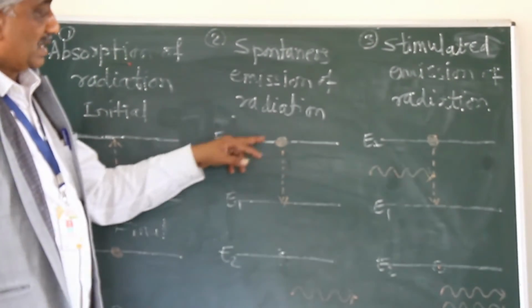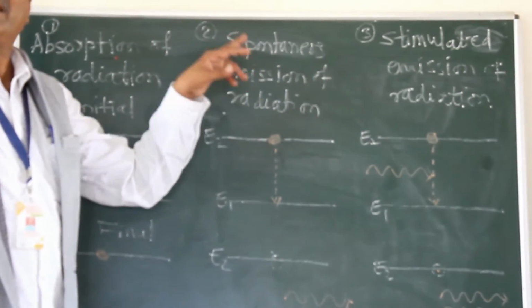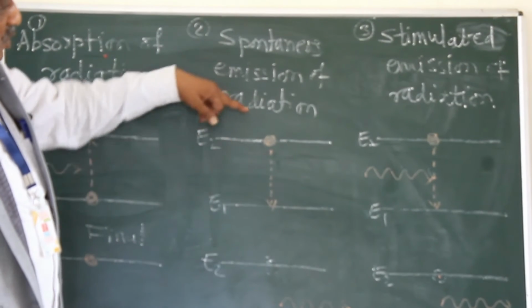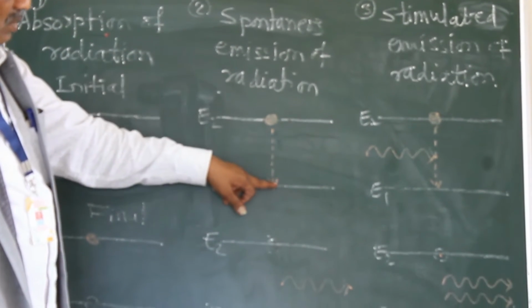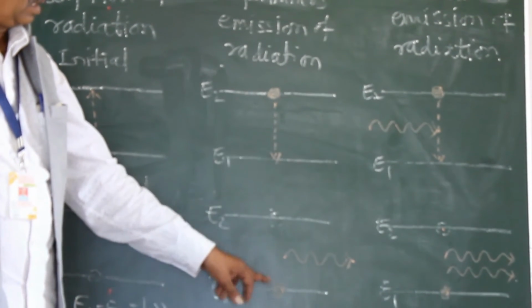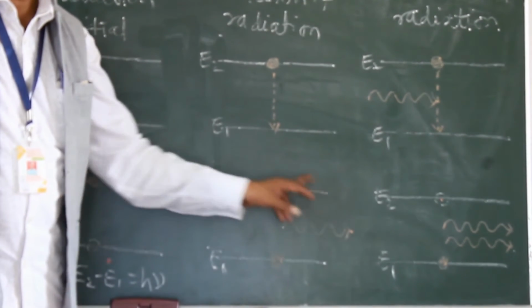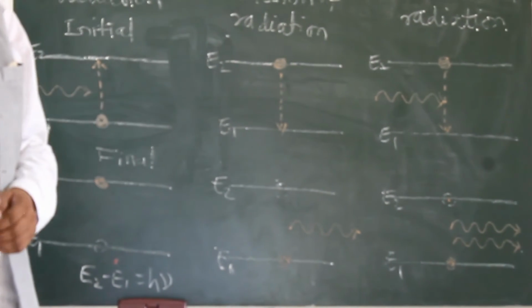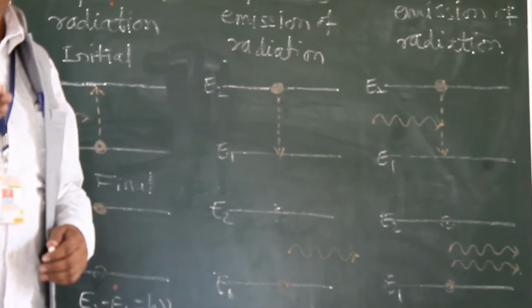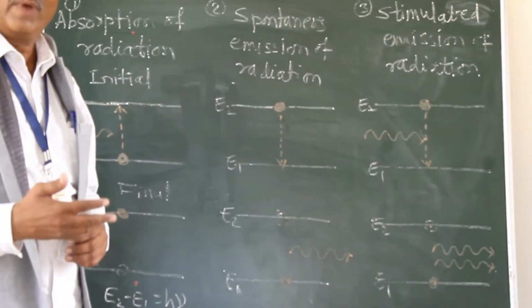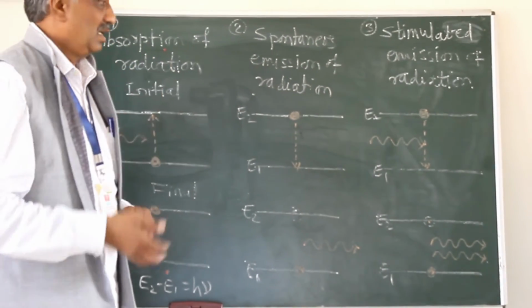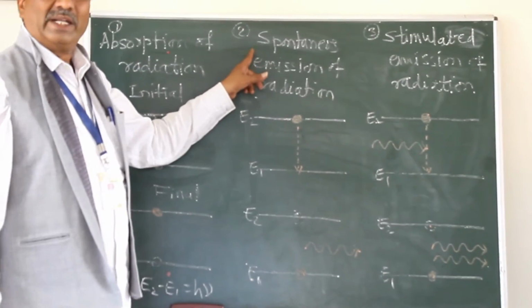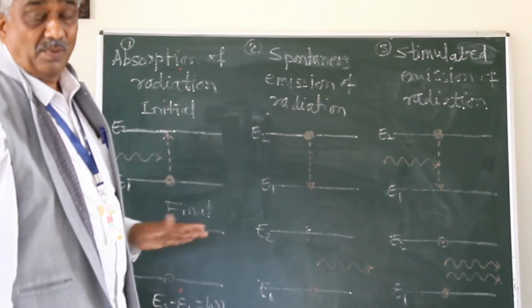Suppose the atom or molecule is already in an excited state and spontaneously it comes to the lower energy state, shown here, by the emission of radiation. That type of emission is called spontaneous emission. The molecule or atom itself, in its own way, can emit the radiation. Then it is called spontaneous emission of radiation.